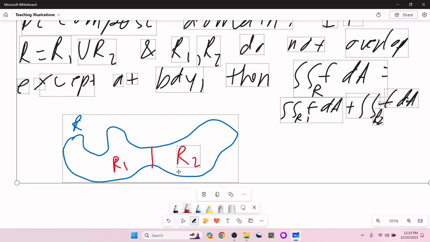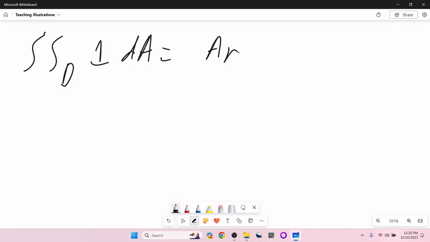Couple more properties. If we do the double integral across some D of the one function, that's the same as the area of D. If it were a triple integral, it'll give us the volume, but we're not at triple integrals yet.